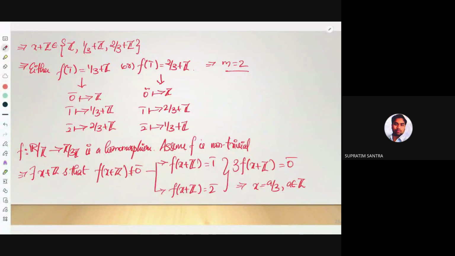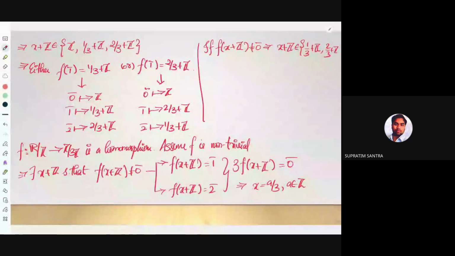So we have a specific condition, like if at all it's going to a non-zero element. So basically, what's the condition we have? If f of x plus Z is not equal to 0 bar, then x plus Z is either of the form 1 by 3 plus Z or 2 by 3 plus Z. Right. So we are basically getting, how to put this, a constraint on the way we can work with this.